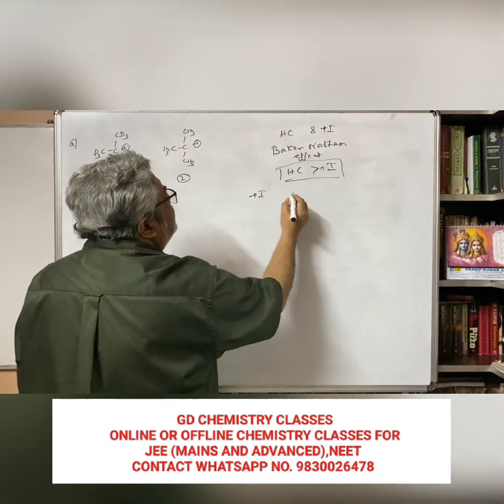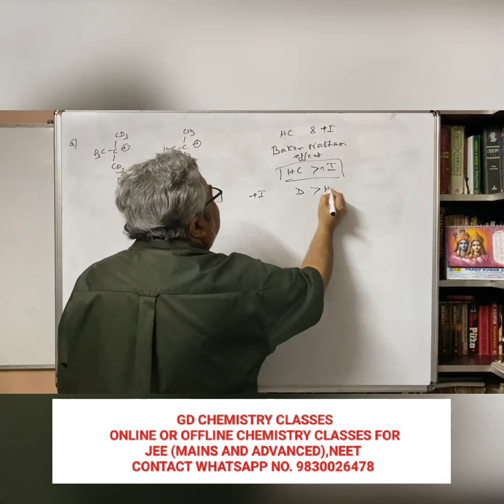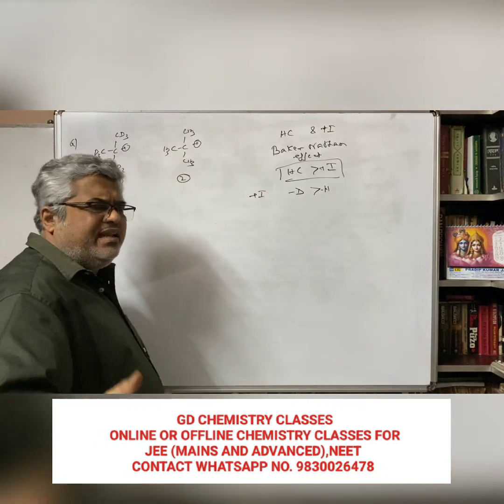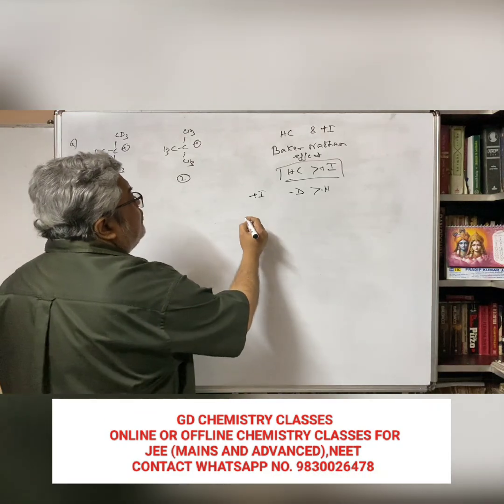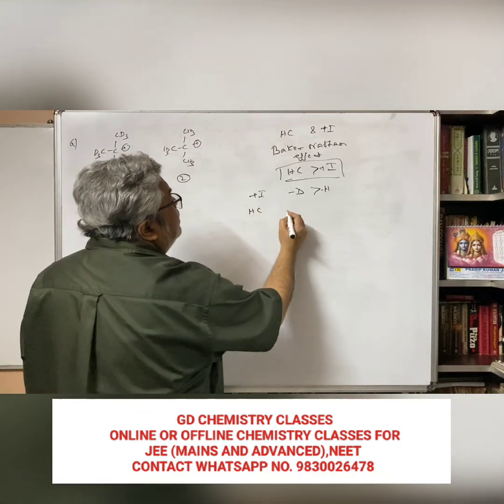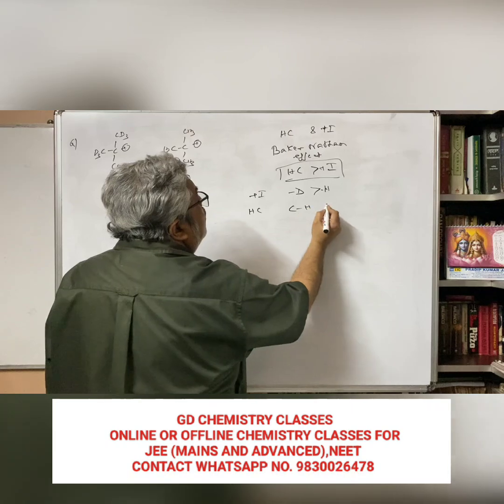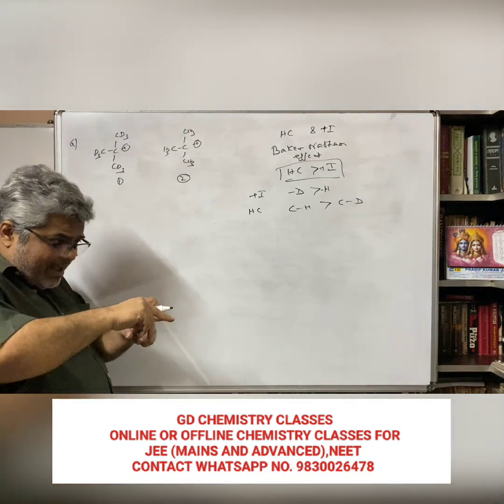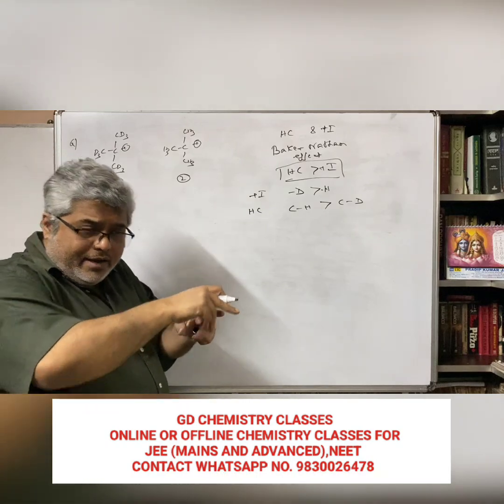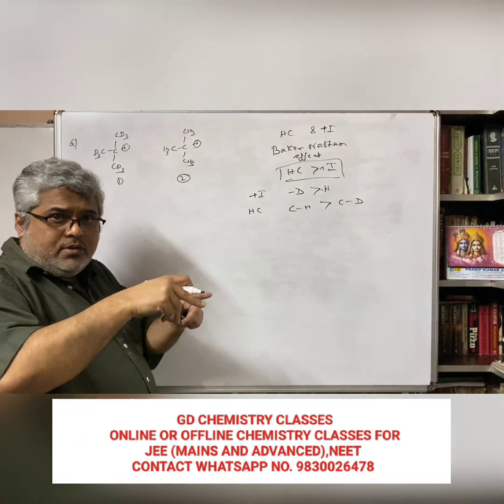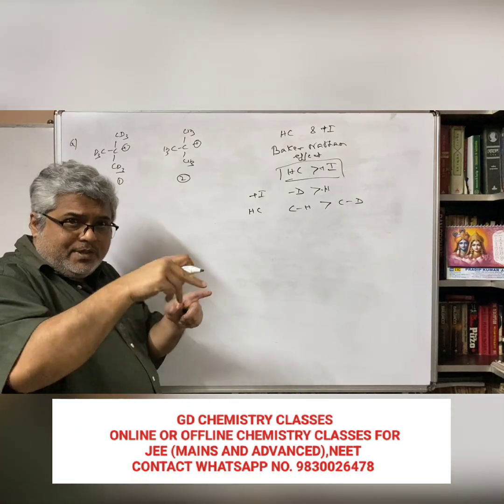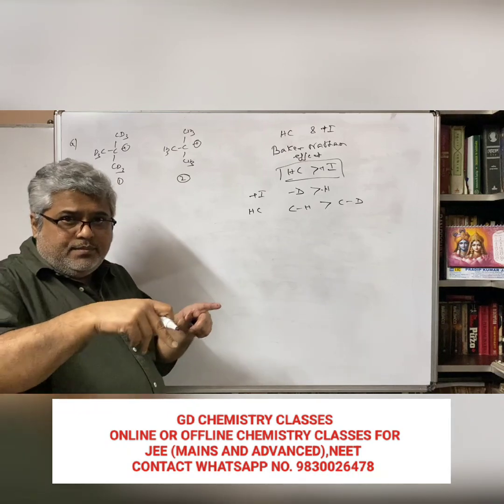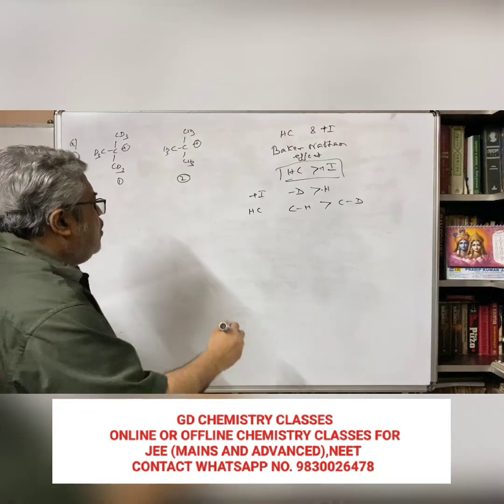Now for the plus I effect, deuterium is preferred over hydrogen. That we all know, class level. But for the hyperconjugative effect, the CH bond is preferred over the CD bond. Very simple. What is happening in hyperconjugation? We are breaking a CH bond, the sigma bond between sp3 carbon and hydrogen, and it is going into resonance. You all know that thing.